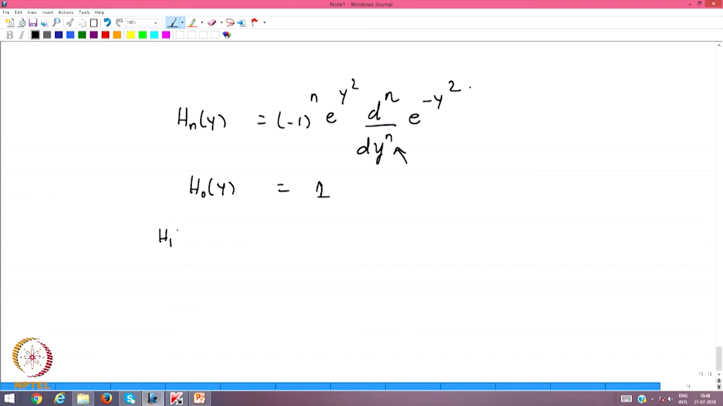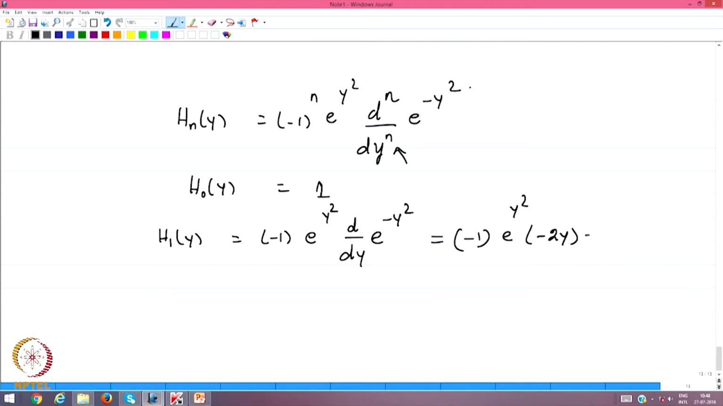and the exponential y squared and minus y squared cancel out, therefore, you get the simple answer, it is 1. What about H1 of y? H1 of y is minus 1, e to the y squared, d by dy of e to the minus y squared, and that you know immediately, the answer is minus 1, e to the y squared into minus 2y e to the minus y squared. They cancel off, so you get the answer 2y that you are already familiar with. Okay. Now, remember the d by dy of e to the minus y squared is minus 2y e to the minus y squared.